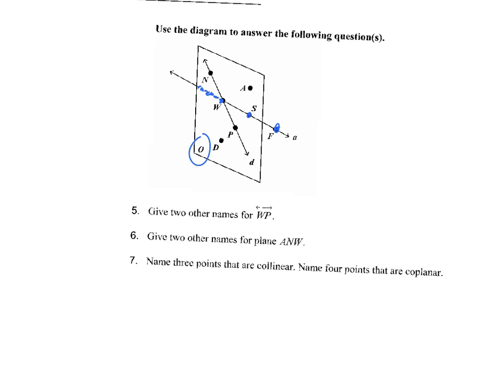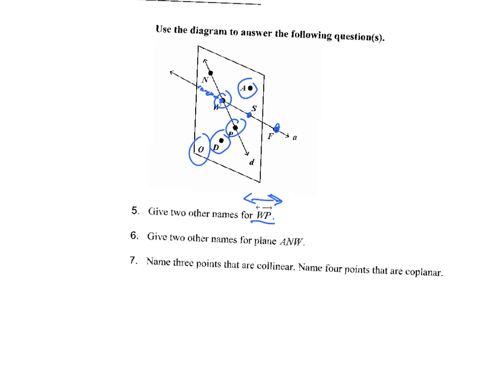The diagram doesn't tell us anything, technically, about where point A is, or point D for that matter, or frankly where points P and N are. So I think it's a very confusing diagram. Moving on. Give two other names for line WP. And notice this is a line. We know it's a line because it's got two arrowheads on the label here. So here is W and here's P.